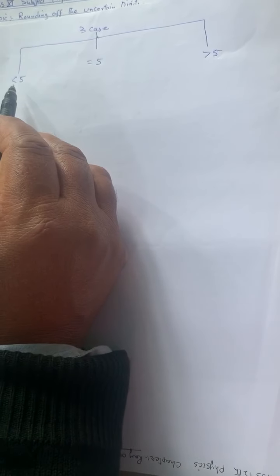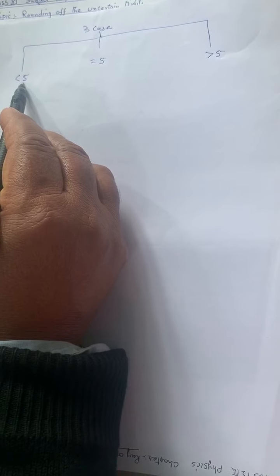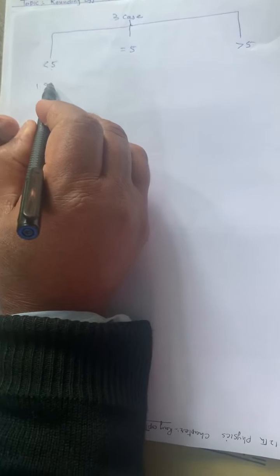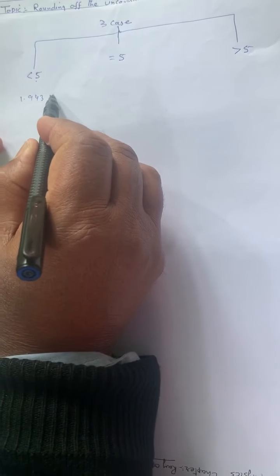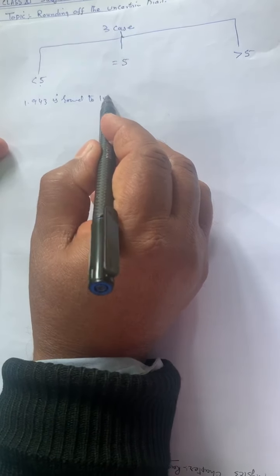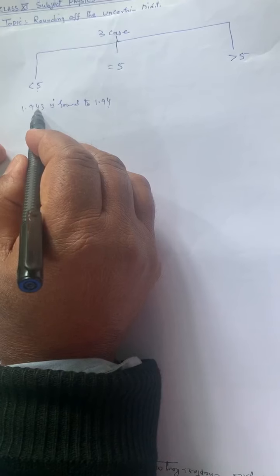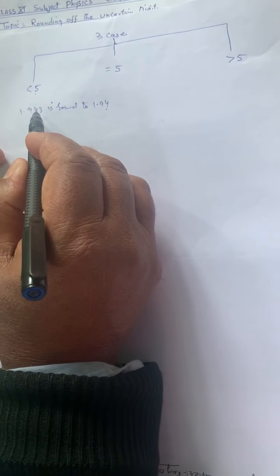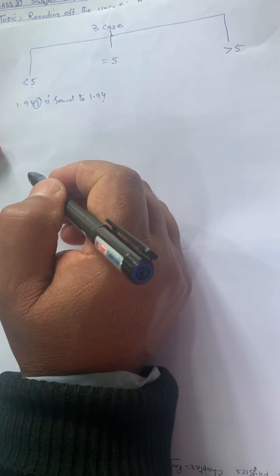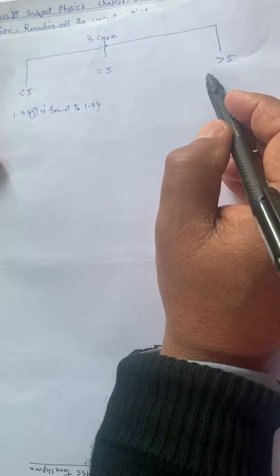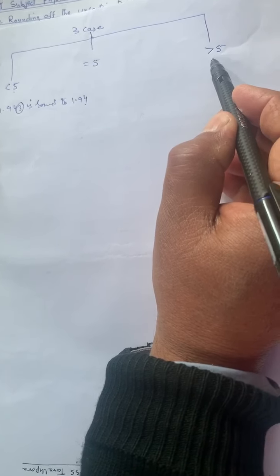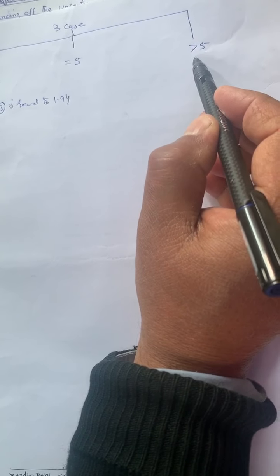Case number 1: if the last digit is less than 5, then it is simply dropped. For example, 1.943 is rounded to 1.94 because the last digit is less than 5.